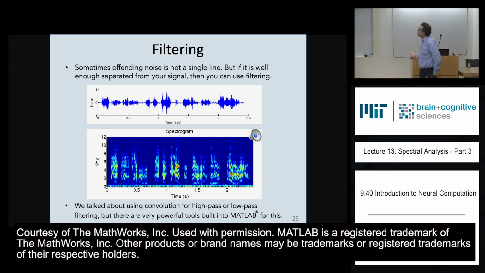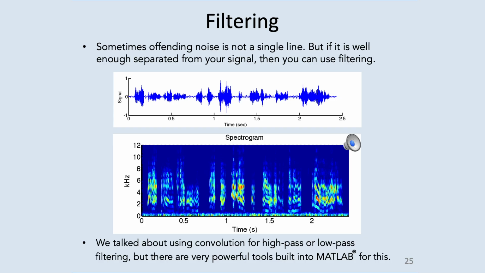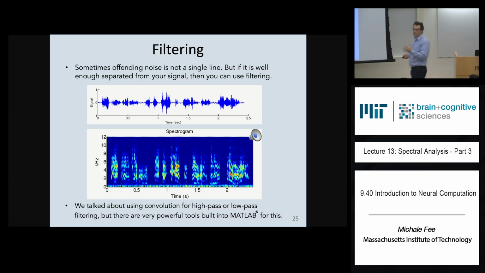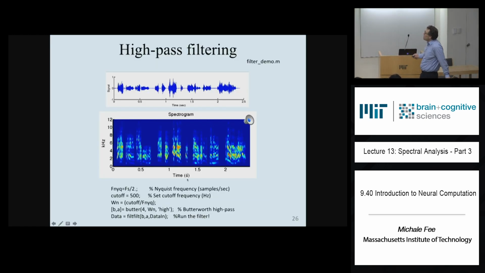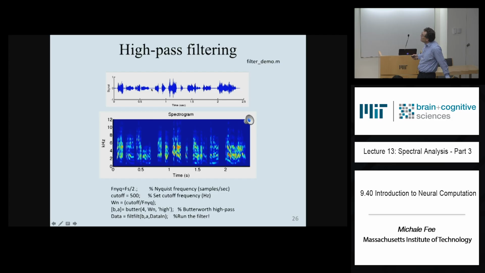Previously we've talked about using a convolution to carry out a high pass filtering function, but MATLAB has all these very powerful tools, so I wanted to show you what those look like and how to use them. This is a little piece of code that implements a high-pass filter on that signal. Now you can see that all of that low-frequency stuff is gone, you have a nice, clean, silent background, and now you can see the syllables on top of that background. Here's the spectrogram. You can see that all of that low-frequency stuff is gone.